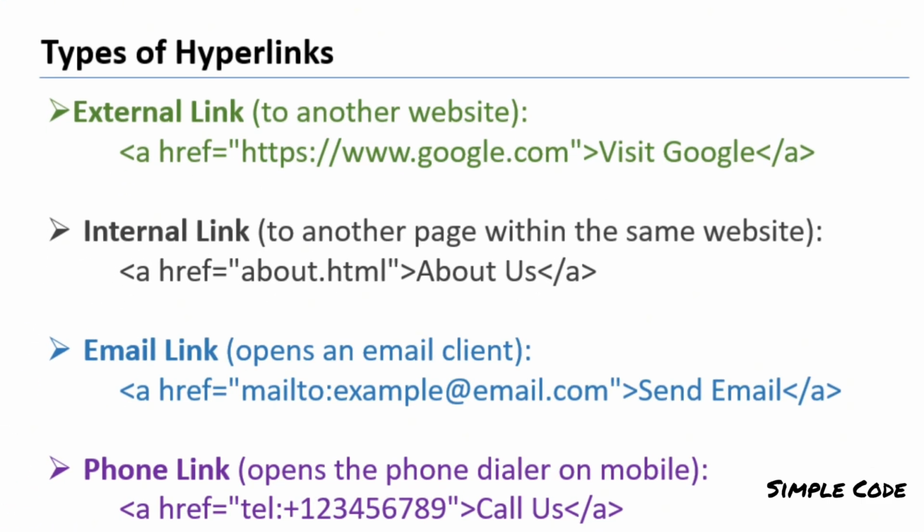Types of hyperlink. We have different types of hyperlink, like external link when we wanna open another website, internal link when we wanna open a page within the same website, email link when you wanna open email, phone link when you wanna open the phone.